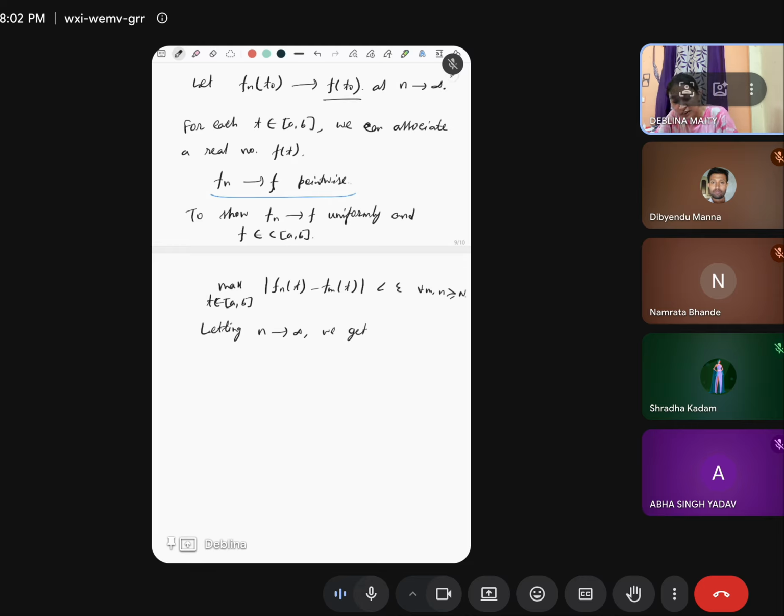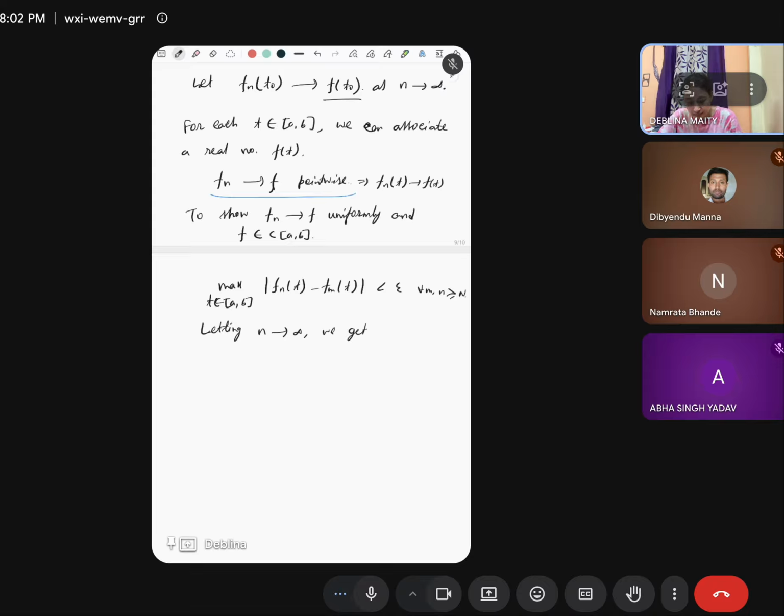So pointwise means what? This is Fnt converges to Ft for each t. So this Fnt will go to Ft. So from here we will get maximum of Fmt minus Fnt, where Fmt was like this one, and Fnt goes to Ft, right? This is less than epsilon for all m, n greater equals to N. Letting n tends to infinity, we are getting this.